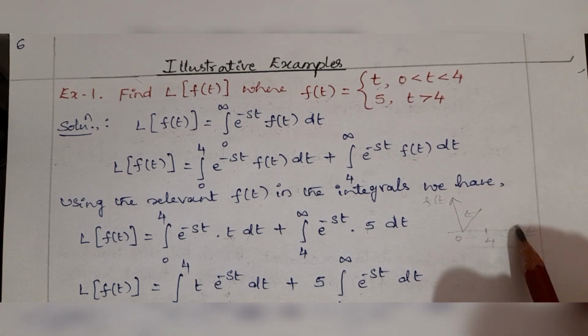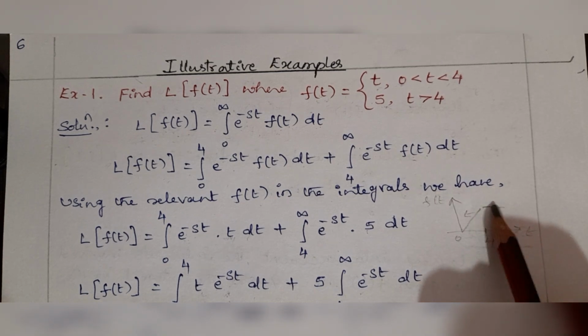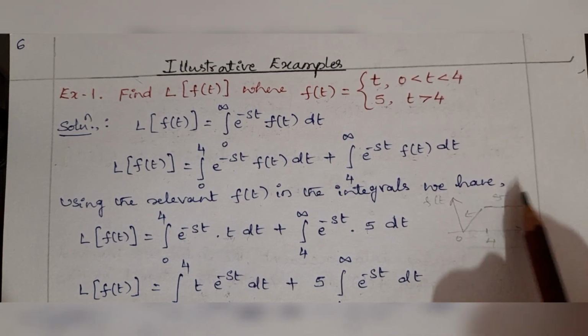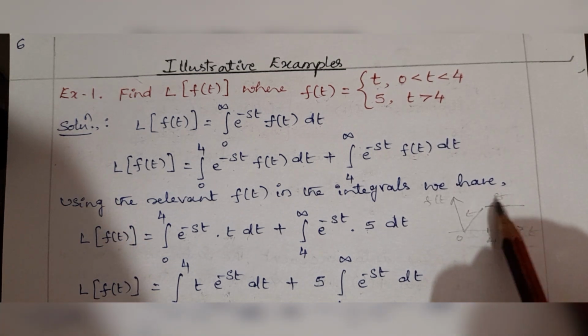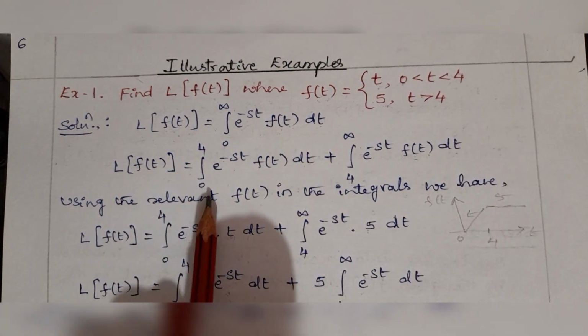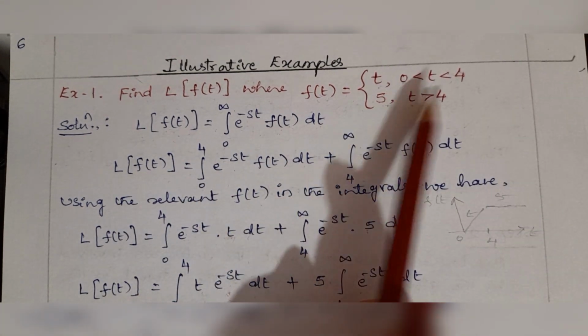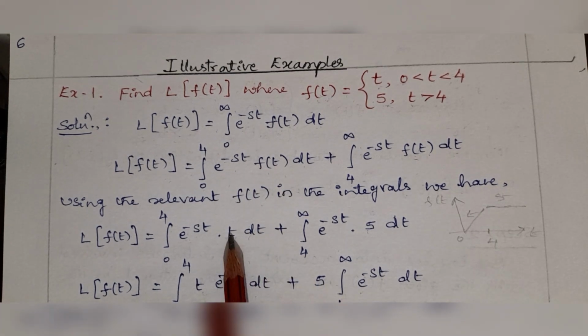Next, greater than 4 means 4 to infinity. That time the output is constant 5. This is 5, the amplitude is 5. Output is 5. So the first interval is 0 to 4, and that time f of t value is t.